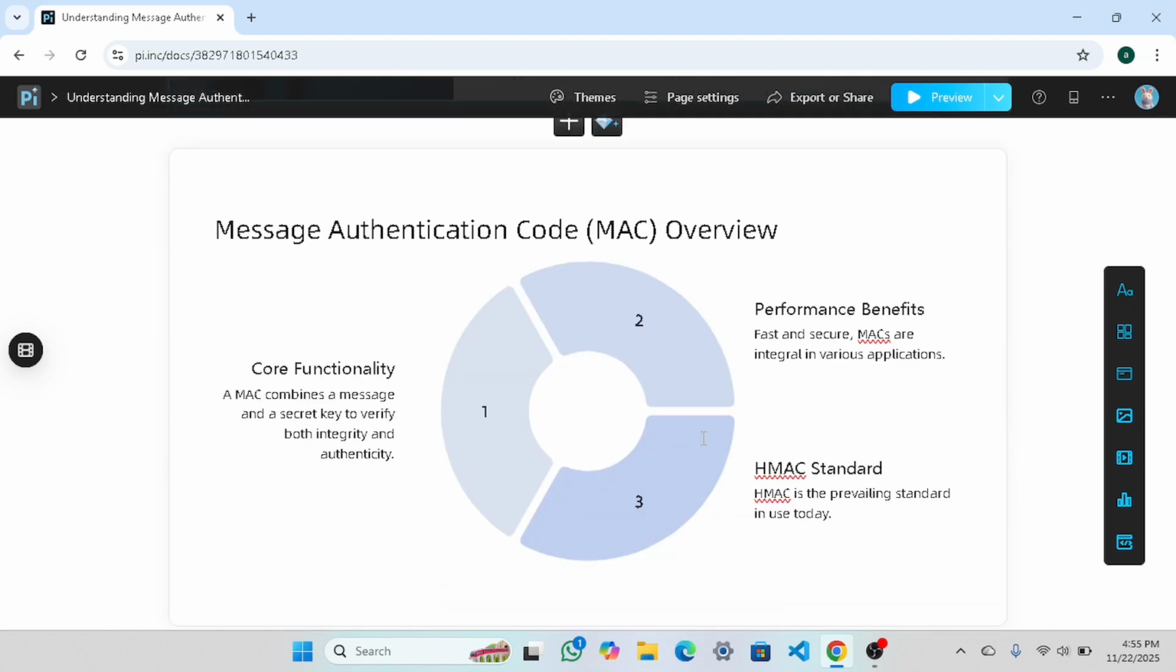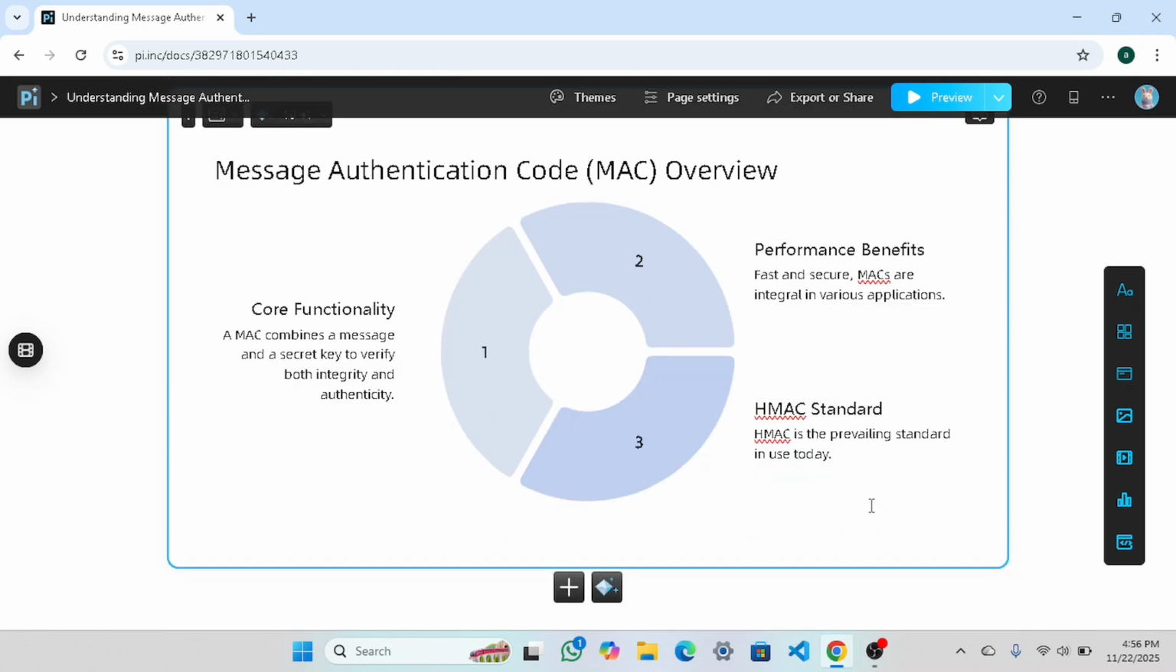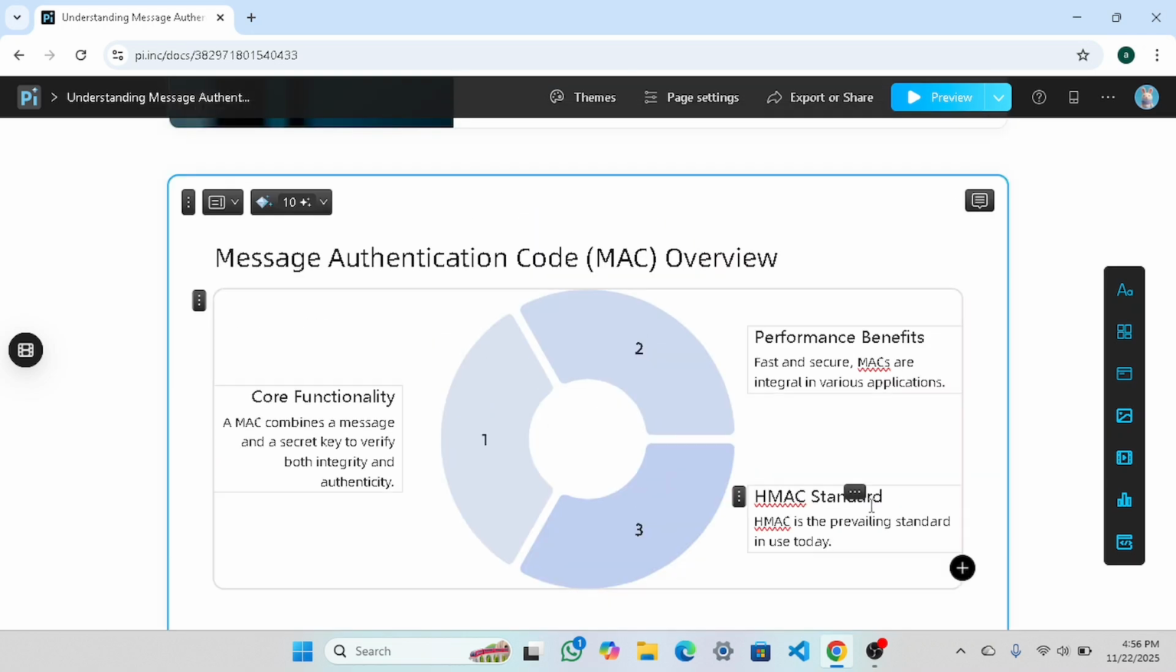Now let's summarize this video. MAC equals message plus secret key, to verify integrity plus authenticity, in simple words. A MAC combines a message and a secret key to verify both integrity and authenticity. What is its performance? It is very fast and secure. MACs are integral in various applications. HMAC is a prevailing standard in use today. So this was all about MAC.